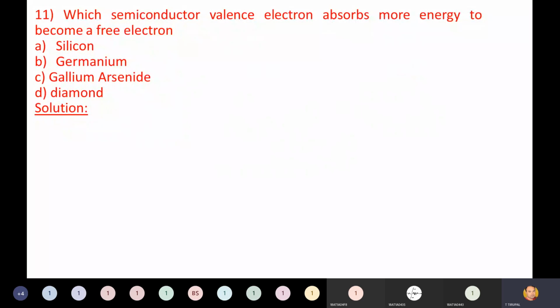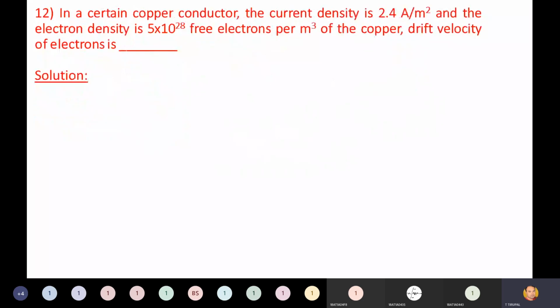Which semiconductor valence electrons absorb more energy to become a free electron? This one we have. In a certain copper conductor, the current density is 2.4 amperes per meter square, and the electron density is 5 into 10 power 28 free electrons per meter cube of the copper. Drift velocity of the electrons is. Find the answer.